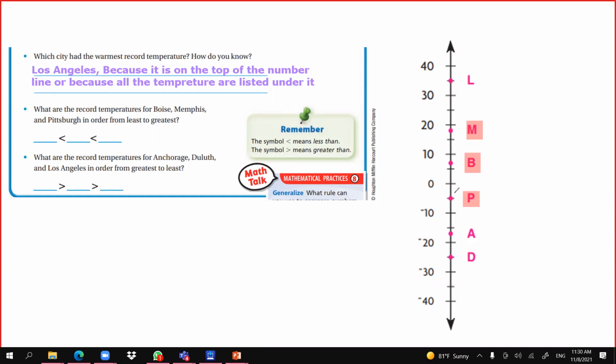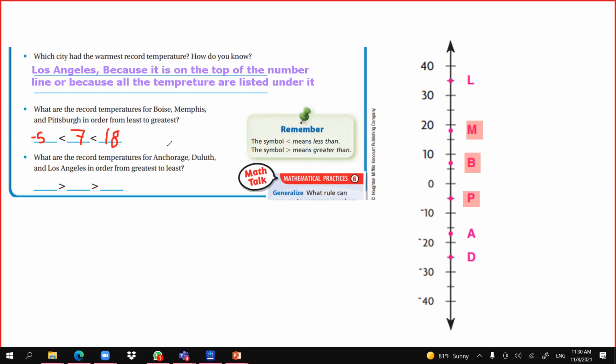From least to greatest. It's negative 5, you mean? Negative 7? Positive 7. It's greater than 0, positive 7. And then positive 18. Bravo. Thank you.